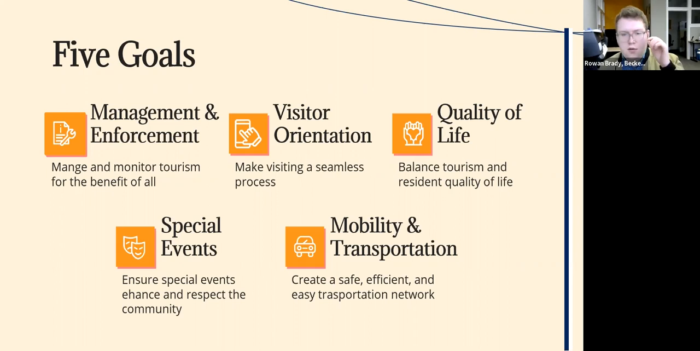The plan identified five goals, including management and enforcement, which focuses on gathering data about the tourism industry and visitors and implementing regulations and enforcing those regulations. Visitor orientation focuses on providing an enjoyable experience for residents and includes wayfinding, educational resources, and forming relationships with travel businesses such as airlines and car rental services. Quality of life focuses on balancing the needs of visitors with the tourism industry. Special events focuses on providing special events that highlight the area's culture and history and provide visitors with an opportunity to engage in an educational way. And finally, transportation and mobility focuses on creating a safe, efficient, and easy transportation network for visitors and residents.